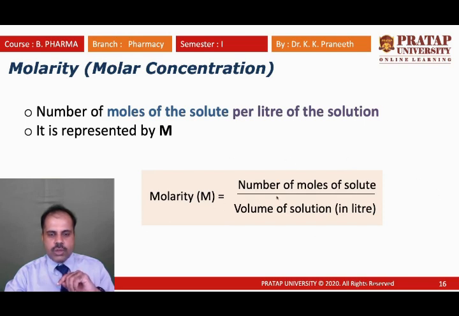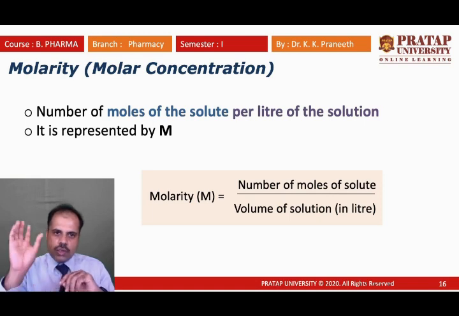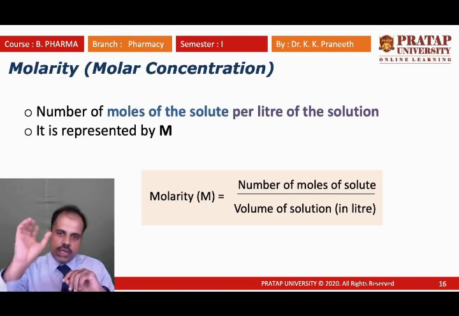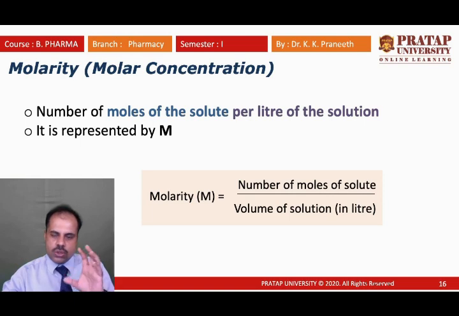Here is the formula. Molarity M equals the number of moles of solute per liter of solution. What is a solute? A solute is a substance that can be easily dissolved, and it is normally a solid. We will see what moles are later. The volume of solution is in liters. So this is the formula.